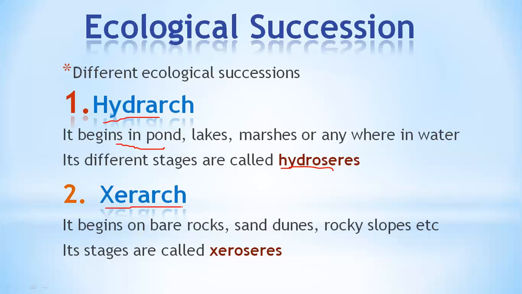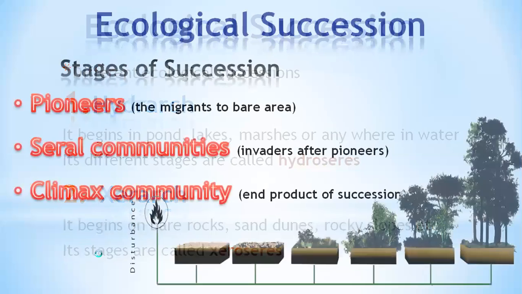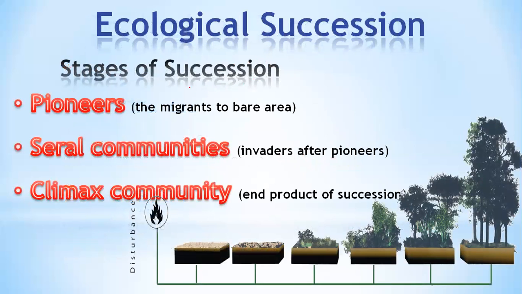Then xerarch, we can see this word xerarch for that area which is barren, bare rocks, no water, dry land, sand dunes, rocky slopes, etc. And its stages are called xeroseres. There are different stages of ecological succession. It means how the succession is going to proceed. First of all, in that barren area, pioneers come over there and start to inhabit that land.